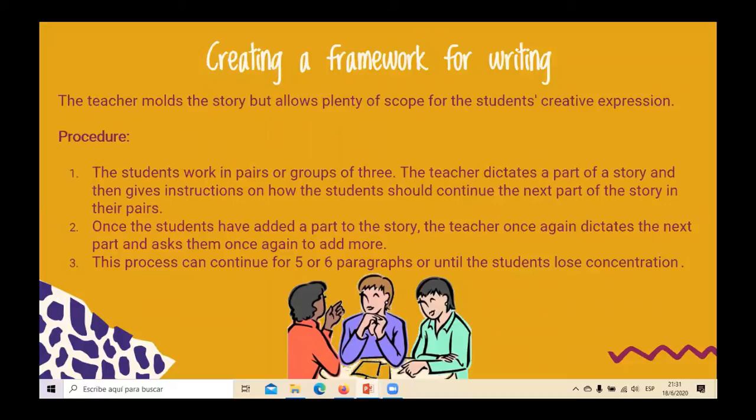The second step is, once the students have added a part to the story, the teacher once again dictates the next part and asks them once again to add more. This process can continue for 5 or 6 paragraphs, depending on the length of the story, or until the students lose their concentration.